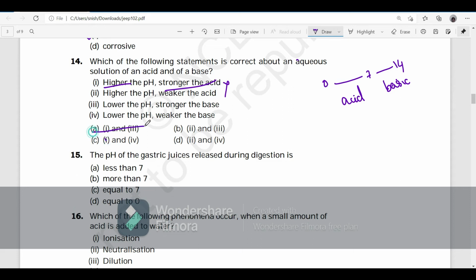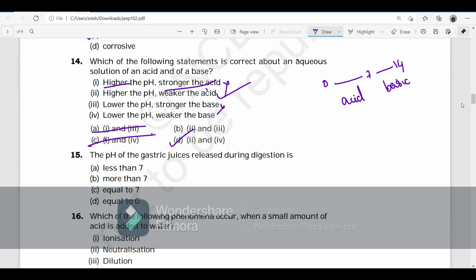Just remove these two. Higher the pH, weaker is the acid. Yes, because it's becoming more basic. Lower is the pH, stronger is the base. Lower is the pH, stronger is the acid. It's not the base. So it should obviously be the fourth option, which is 2 and 4.